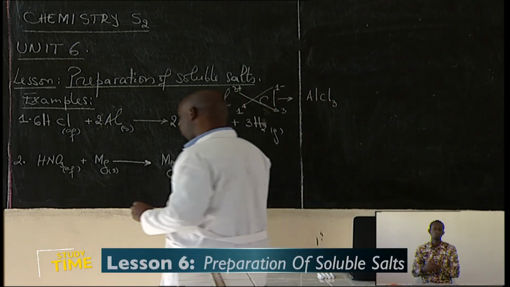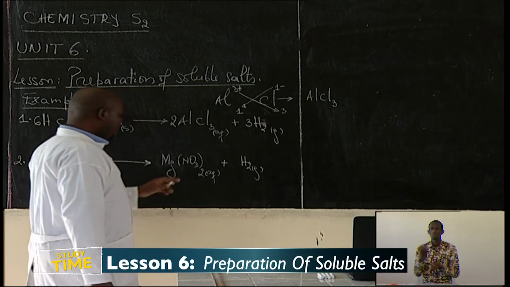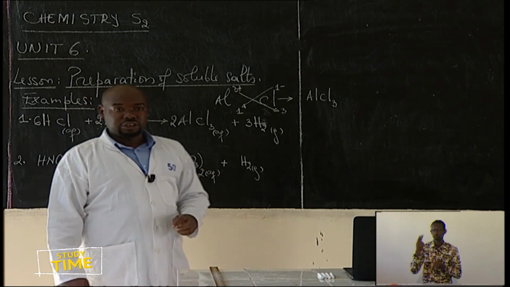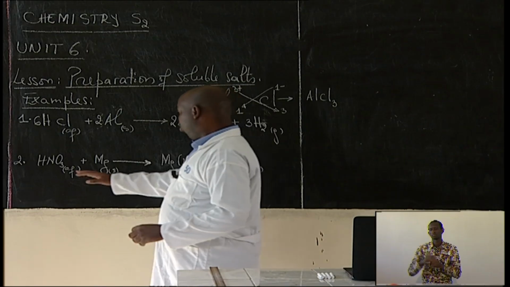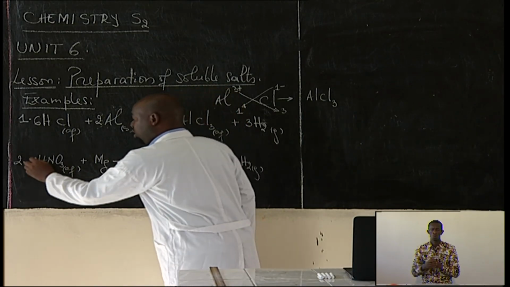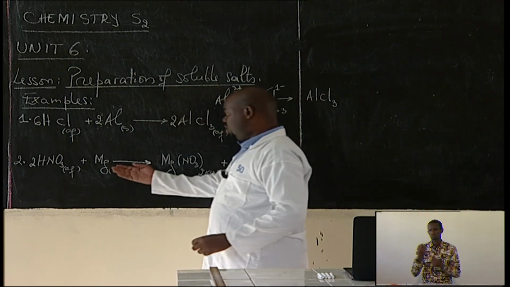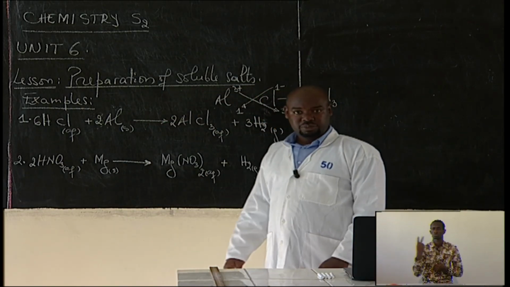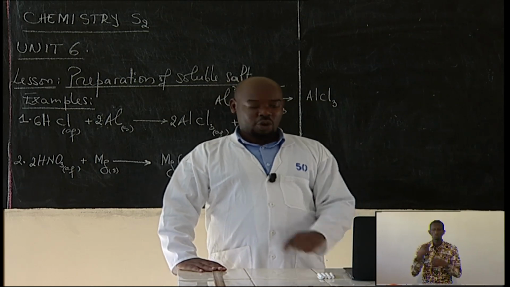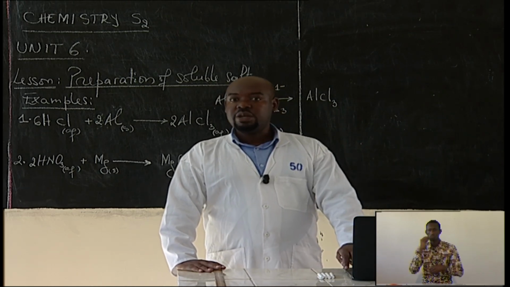And after this, we have to balance. We have 2 hydrogen atoms and 2 nitrate ions. And on the reactant side, we have 1, 1, so we put there 2. Like this, we have our equation balanced. You will have more exercises in the homework. So we go to the second method.